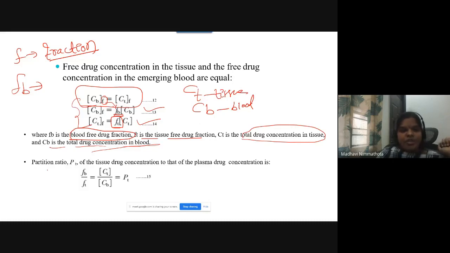So here you need to calculate the partition coefficient ratio, that is P of T, partition coefficient ratio of the tissue drug concentration to that of plasma drug concentration. That is F of B, the blood free drug fraction, divided by F of T, that is tissue free drug fraction, which equals concentration of drug in tissues over concentration of drug in blood. That will give you the partition ratio, that is P of T.